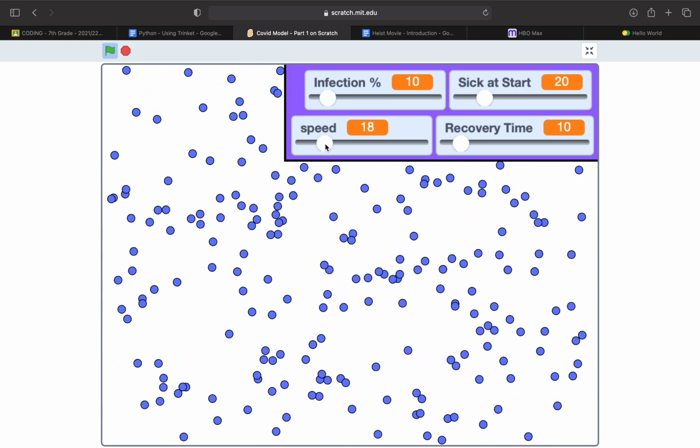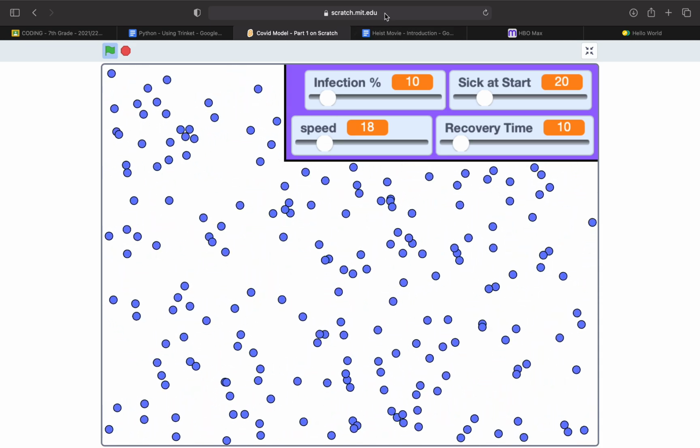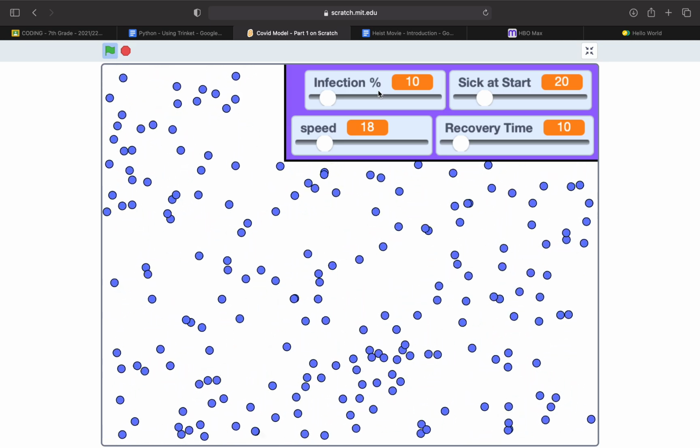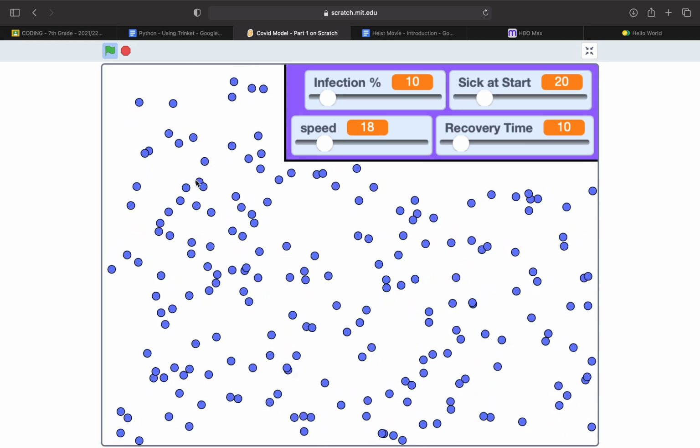So by slowing that down and having our infection rate at 10%, maybe the infection rate would go down if people were vaccinated, for example. We are changing our COVID model. So this is what you're going to be building for our last project.